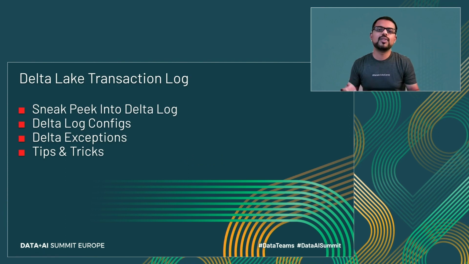Here, we are going to look into these topics: a sneak peek into Delta Log. Here, you will see what the Delta Log contains and why we need it. Next, you will see Delta Log configs, two important configuration properties related to Delta Log. Next, you will see Delta exceptions, some of the common exceptions users face due to incorrect design of the workflow. And last, I will tell you about some cool tips and tricks that you can use in your Delta Lake application.